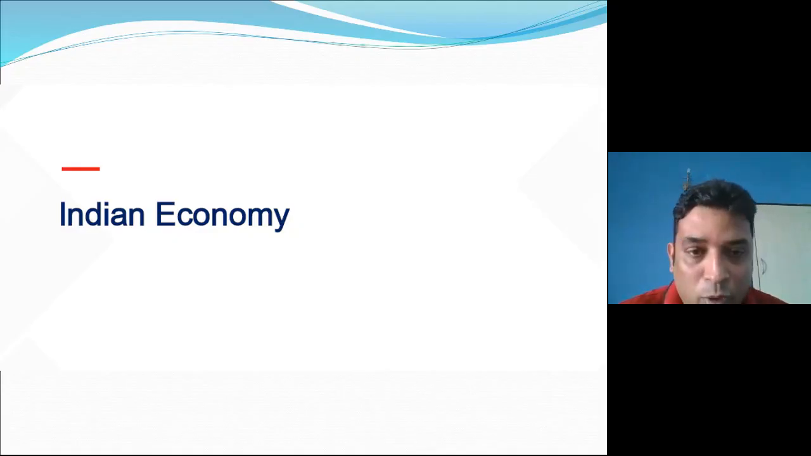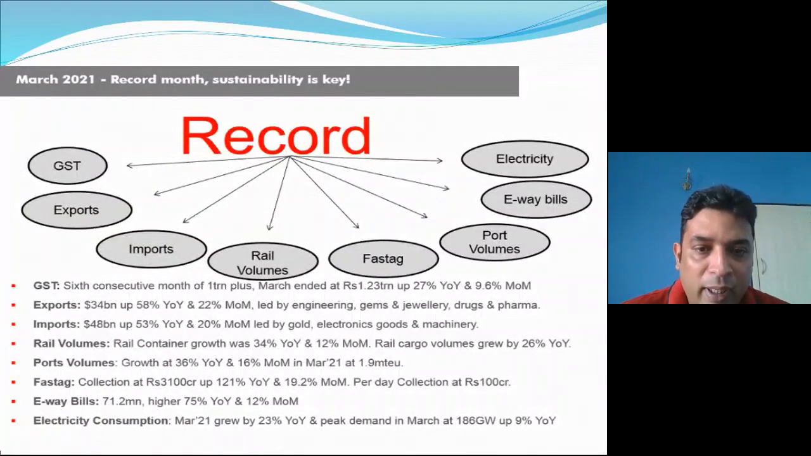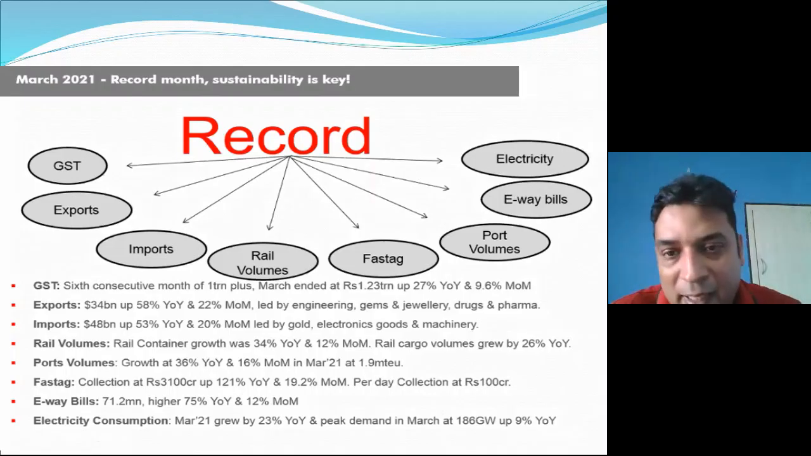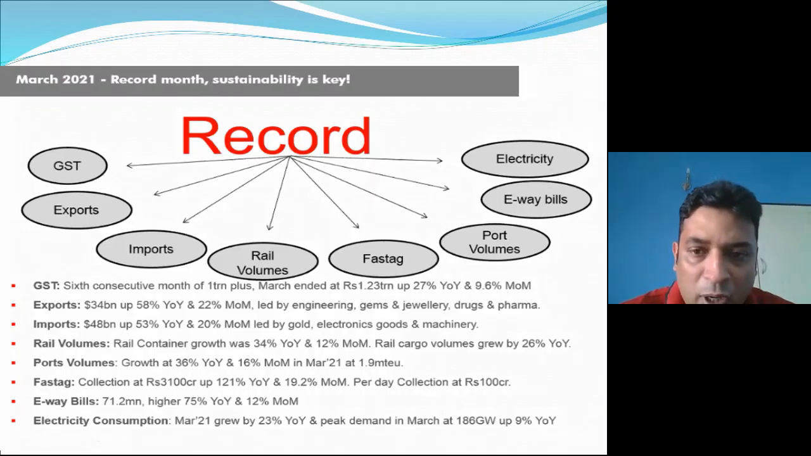I'm going to show you the data point, you will be able to understand from that. Now, when we talk about the Indian economy, let's talk about what exactly happened in March. We have seen in the last 1 year, COVID phase 1 has happened, and just right now we are being hammered by COVID phase 2. But in March, despite all those things happening, we have a phenomenal record month.